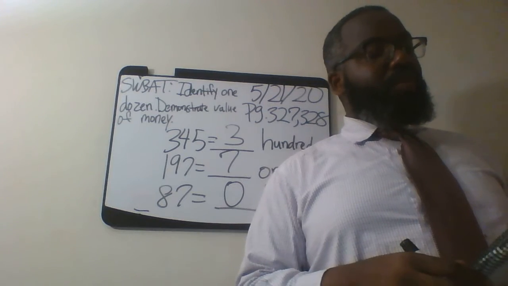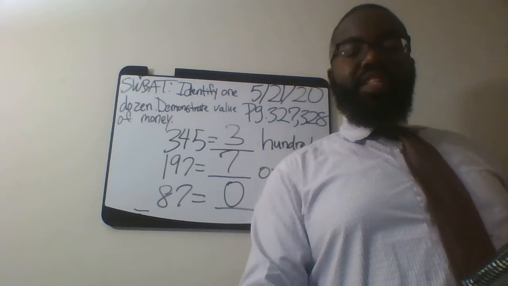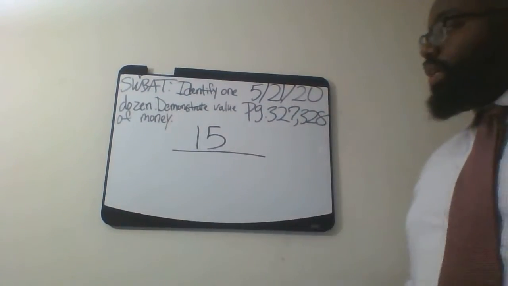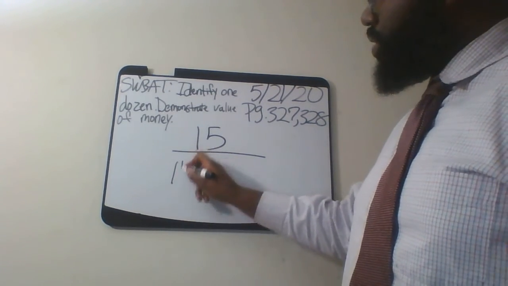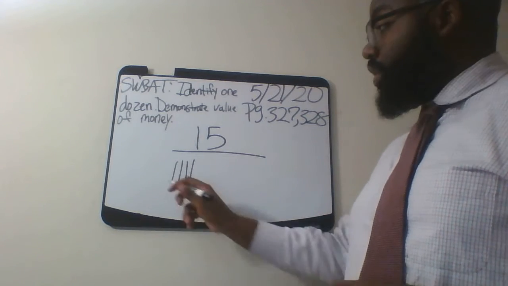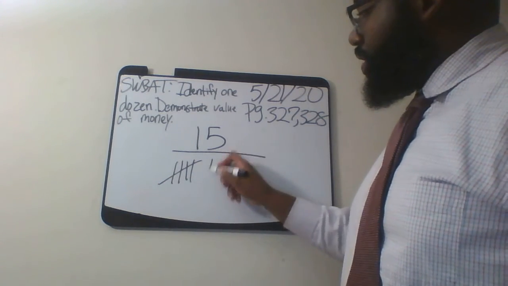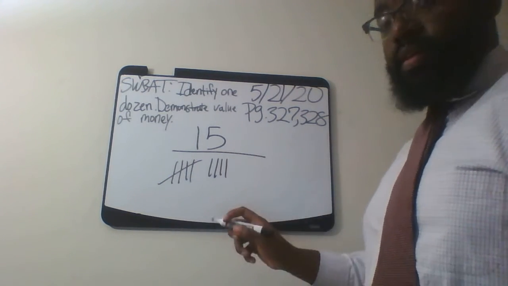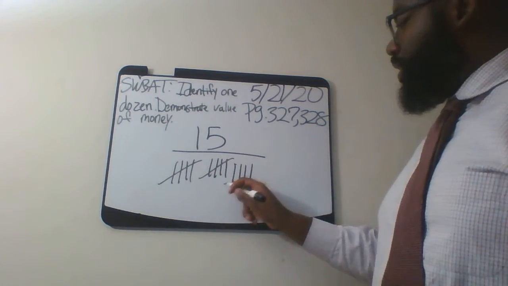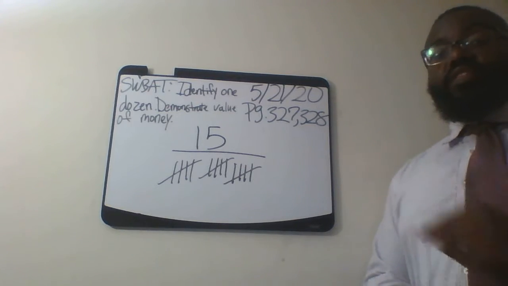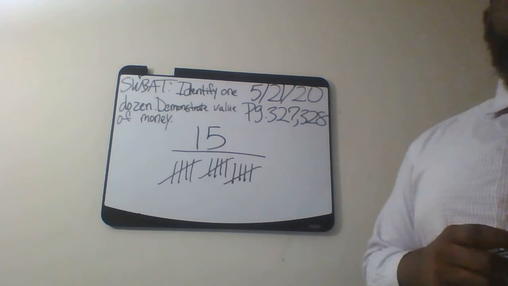Let's move on to number 4, which asks us to draw the tally marks for these numbers. Here we have the number 15. We simply have to write the tally marks. 1, 2, 3, 4. That's 4. 5, 6, 7, 8, 9, 10, 11, 12, 13, 14, 15. So that's 15, the correct amount of tally marks you should be drawing.